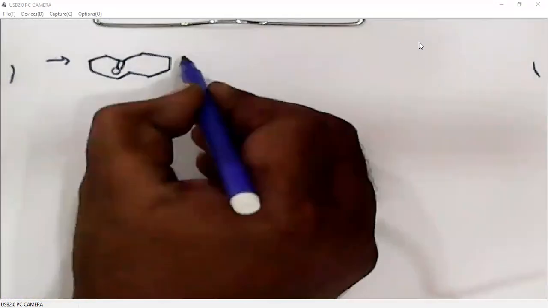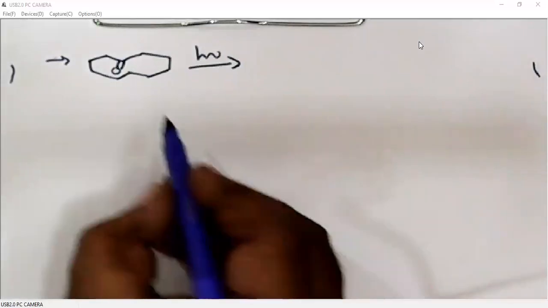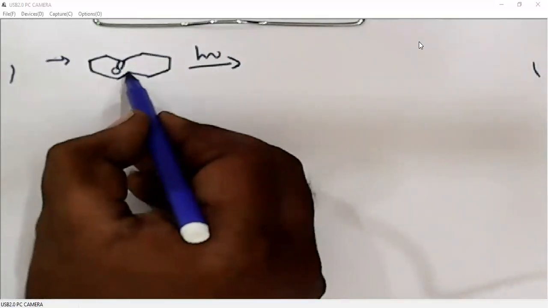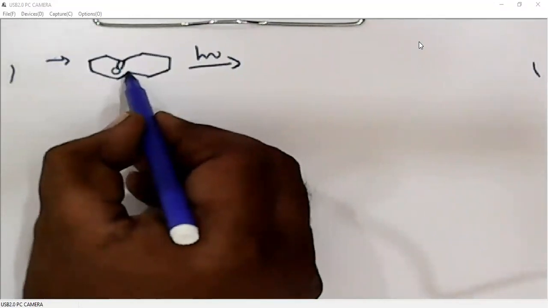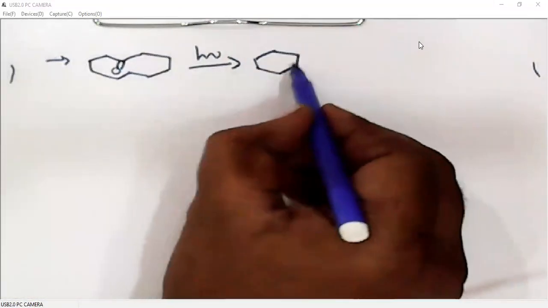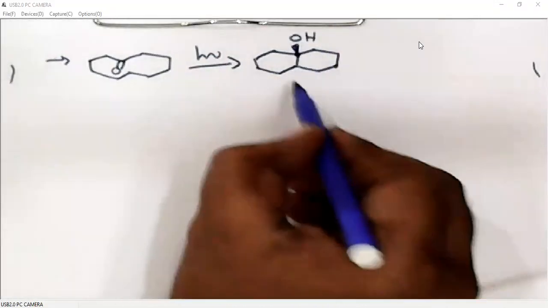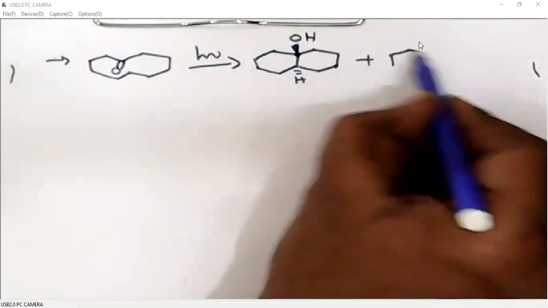We have a carbonyl here. When it is treated under photochemical conditions, this oxygen radical will pick up a hydrogen radical from this carbon. So this carbon will have a radical. This carbon and this carbon will undergo bond formation to give this molecule. Under photochemical conditions, it is giving both cis and trans products.